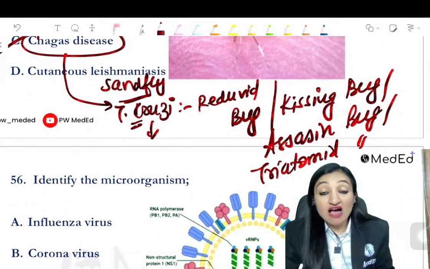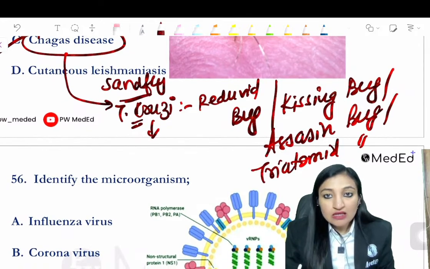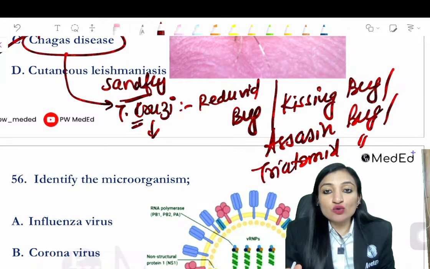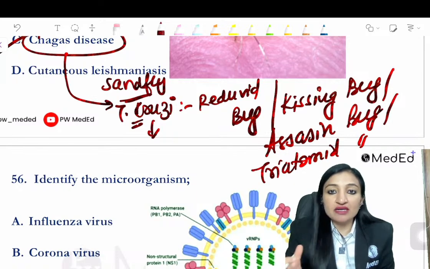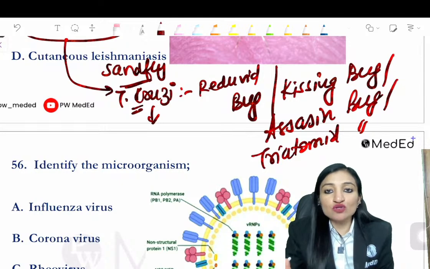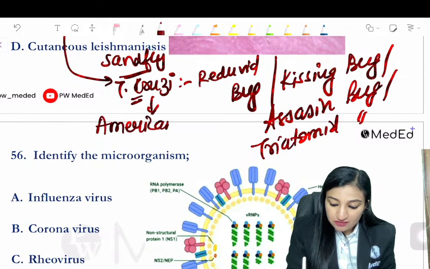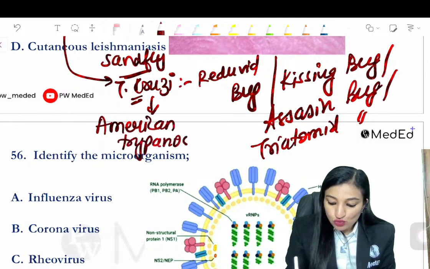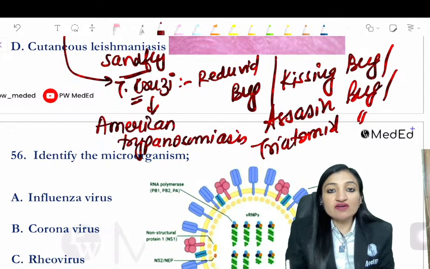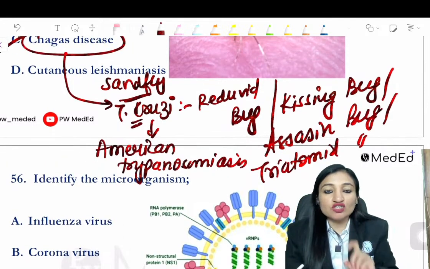Trypanosoma cruzi is the causative agent of American trypanosomiasis. Cruzi: which people will go on a cruise for their holidays? Rich people. Between Africa and America, rich people are in America. They will go on cruise trips. And Tom Cruise also is American. So remember, it's the causative agent of American trypanosomiasis. And then what are we left with? Trypanosoma brucei, which causes African trypanosomiasis. C for cruzi, C for Chagas disease.